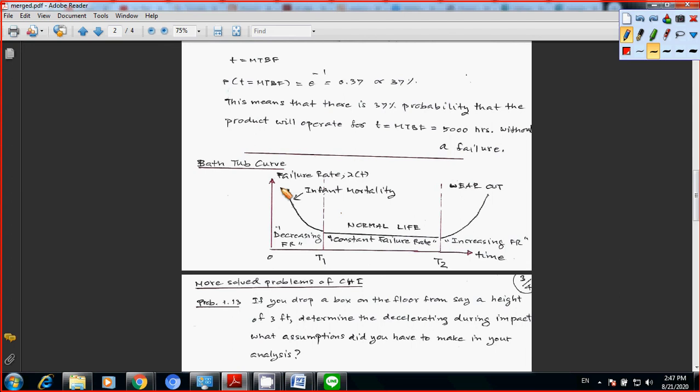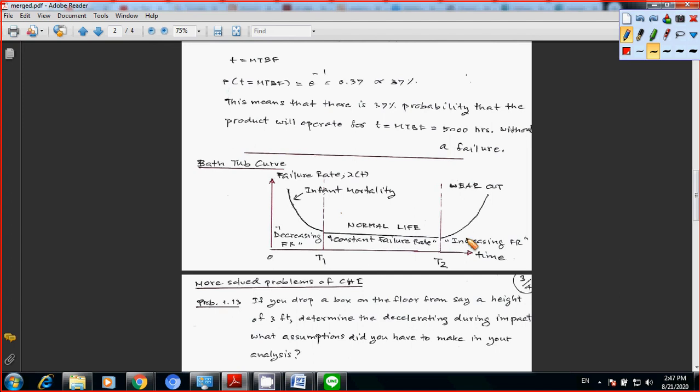And after that, for the time being, of course, some parts will wear out, because you cannot use that system forever. Okay, so that's the review of the bathtub curve.